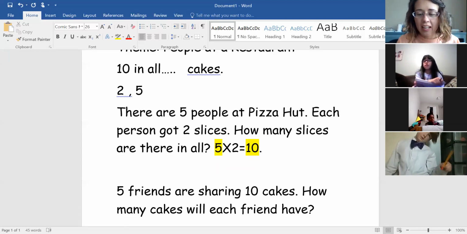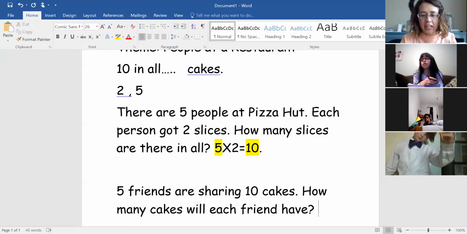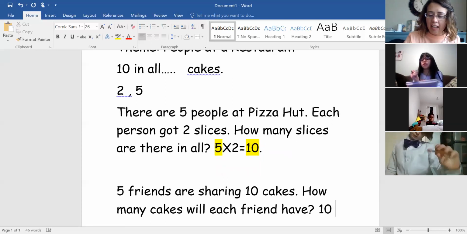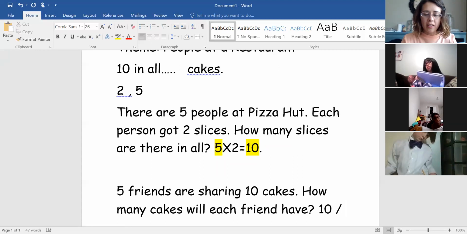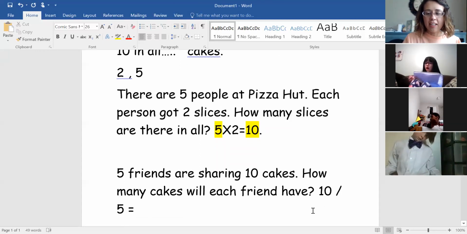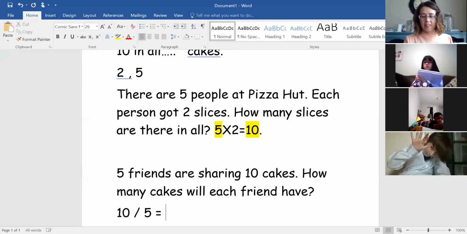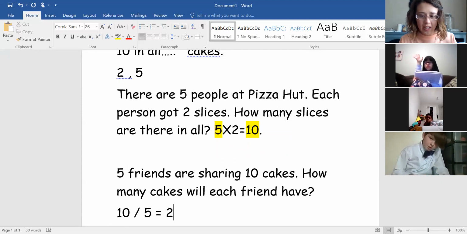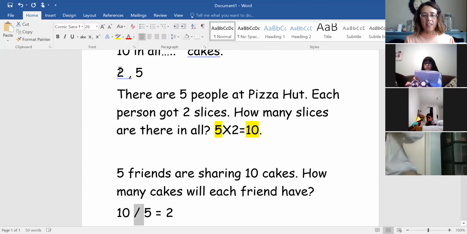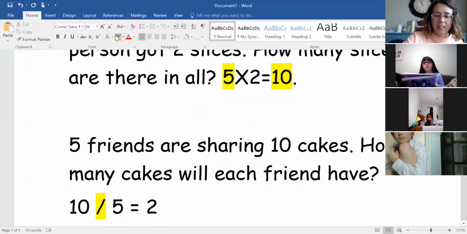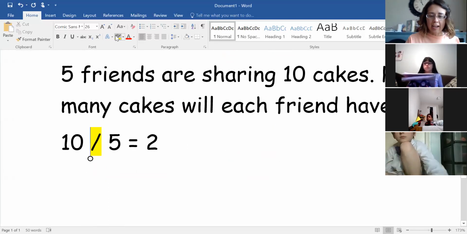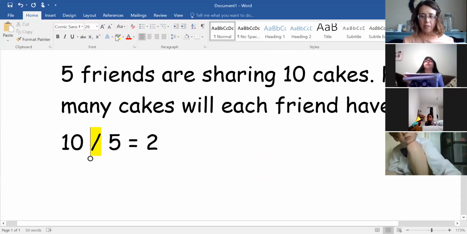And what is our answer? If we have 10 cakes and we share it, divide it with 5 friends, the answer equals... Rosie? 2. And do you see how I used this symbol to mean divided by? Slash, yeah. There's many different ways to write divided by, and that is one of them. Can you guys write that on your paper? 10 divided by 5 equals 2.